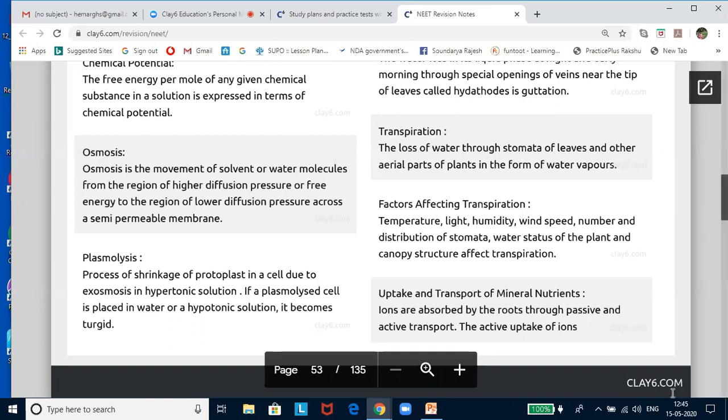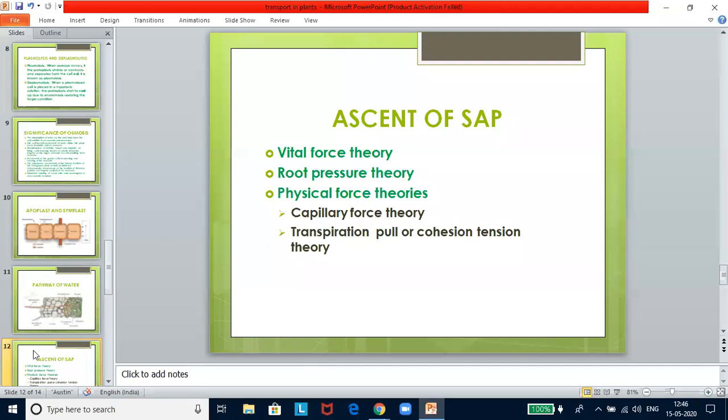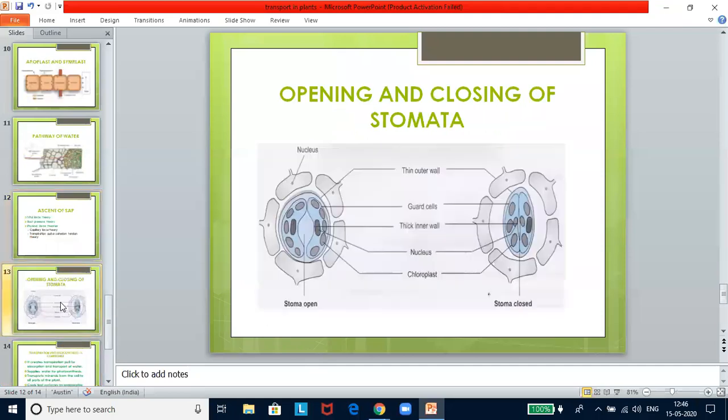Now, let us look into the structure and also how the opening and closing of the stomata occurs. So this is the structure of the stomata. Here I have shown when the stoma is open, this is the stomata, and this is the pore that is closed. Now these kidney shaped cells are the guard cells, and these are the accessory cells or the subsidiary cells.